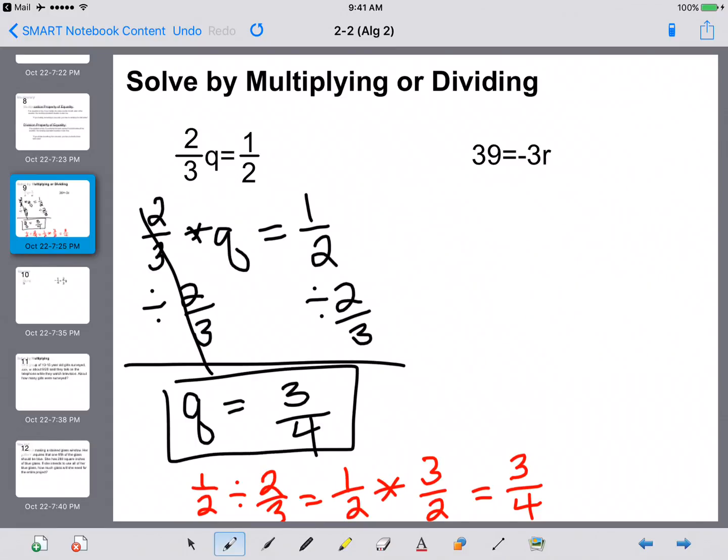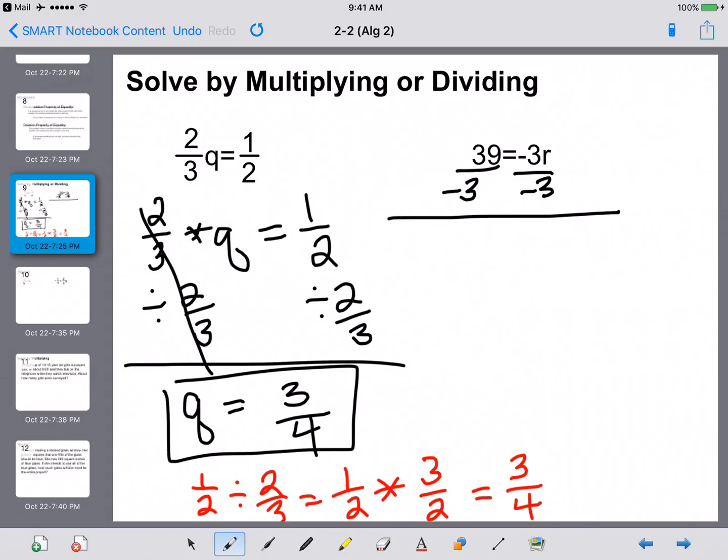Over here, 39 equals negative 3r. We know that it means negative 3 times r. So to undo that, we're going to divide by negative 3. What you do to one side, you do to the other. So 39 divided by negative 3.